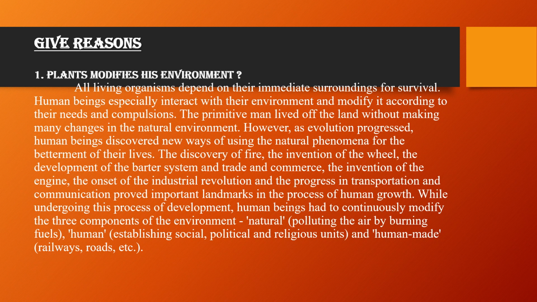While undergoing this process of development, human beings had to continuously modify three components of the environment. Children, while performing this process of development, humans had to transform three components of the environment, that is natural, human, and human made. Humans had to modify these components in order to make life comfortable. So it is very necessary for human beings to interact with the environment.